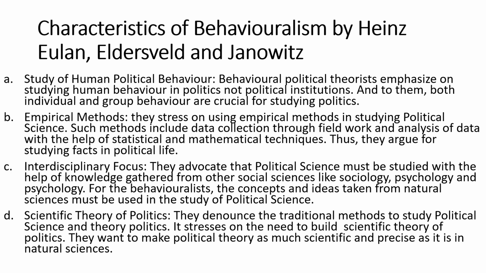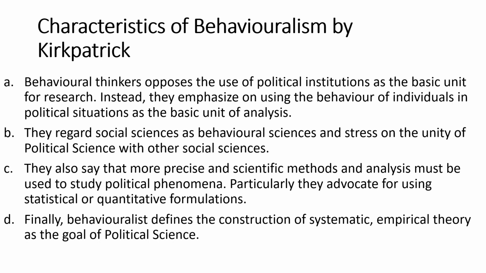study of political science. Number 4, scientific theory of politics. They denounce or reject the traditional methods to study political science and theory of politics. It stresses the need to build a scientific theory of politics. They want to make political theory as scientific and precise as it is in natural sciences.